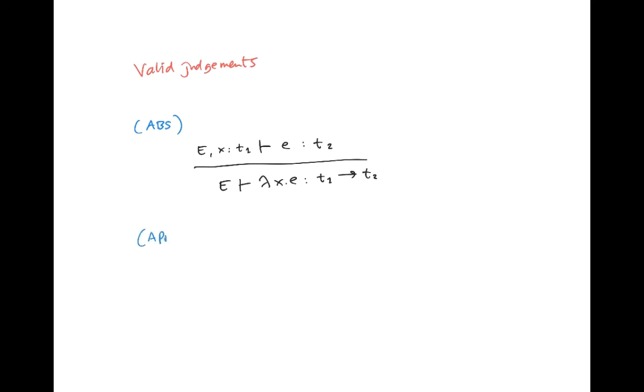Finally, for an application, if we have E1 E2, then E1 must have a function type T1 to T, and then E2 must have a type that's T1 also, because we must be able to use the function E1 with the argument E2, and the type of the expression should then be the return type of E1, and that's T. So that's the rule for application. And these are all the rules of a simply typed language.